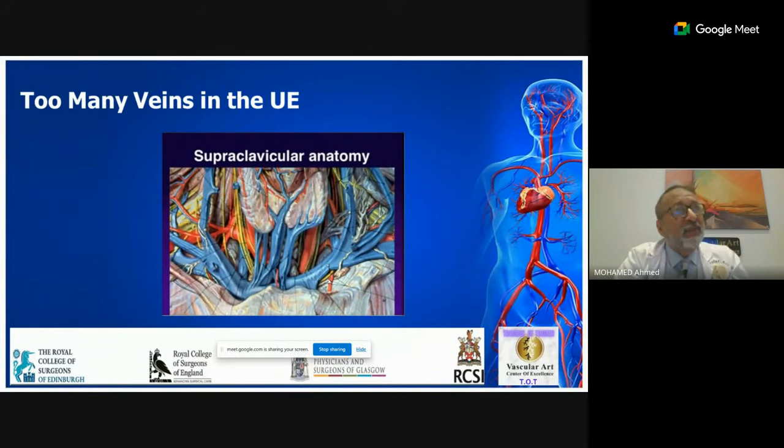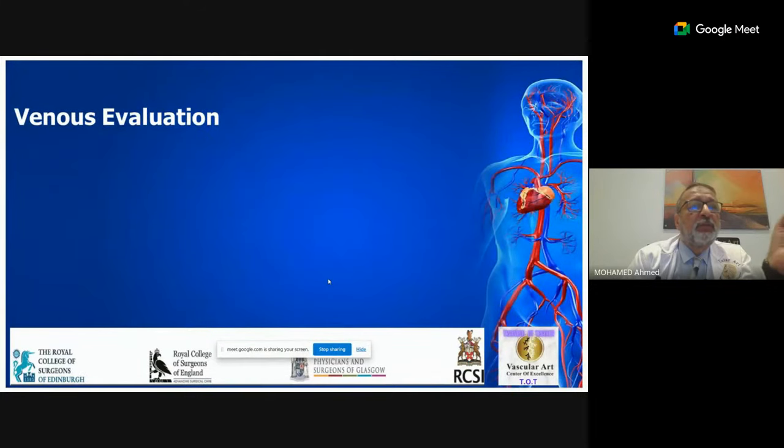Now, what is the difference between veins in the upper limb and lower limb? This is an anatomical picture of veins in the neck. The first thing you will notice is that there are plenty of veins. What is the importance of having plenty of veins? Sometimes the main vein is occluded, but you get multiple collaterals. It is a very common mistake to get subclavian vein occlusion with multiple collaterals around it. So you must be sure where is the vessel and where is the collateral for the occluded vessel.